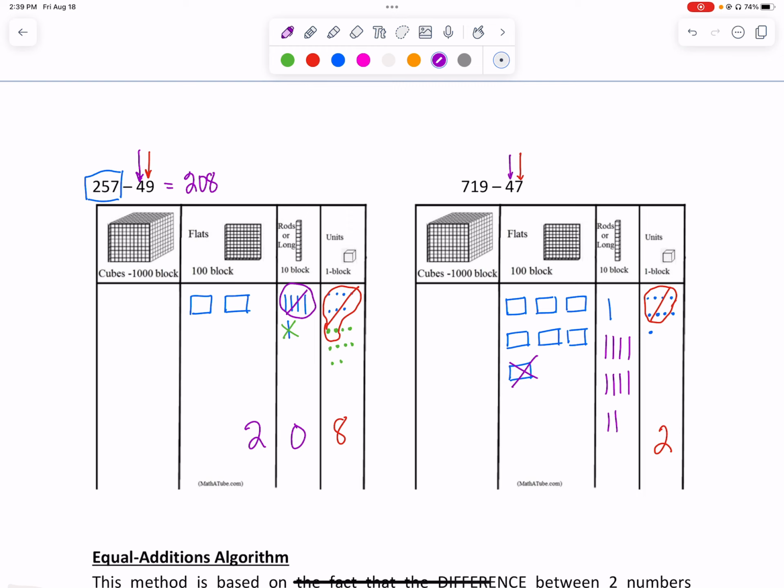So I'll do that in a different color. Maybe orange. So I'm going to take 4 of those away. Maybe these 4. Take them away. How many do I have left? 1, 2, 3, 4, 5, 6, 7. Got 7 left. And then I still have 6 of these guys. So my answer is going to be 672. So you'll be doing some of that in class.